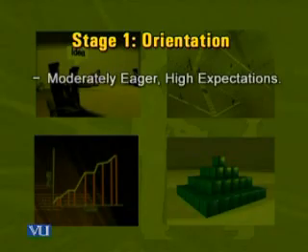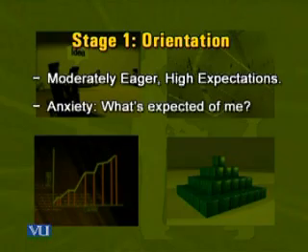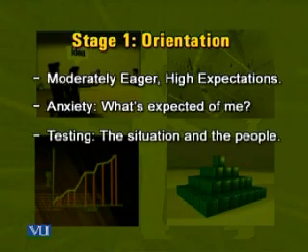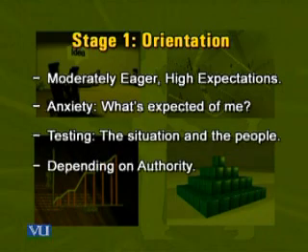Now this stage one, at this stage, they are more eager. There is high expectation because people come close together to work like a team, like a group. Anxiety is there because everybody wants to know what is expected from me, how they are going to deal with it. This is the anxiety stage, and the expectation stage. Again, this is a testing stage too, because people test the situation, they test each other, and they start depending on whoever has the authority. In a way, this is forming and norming together basically.